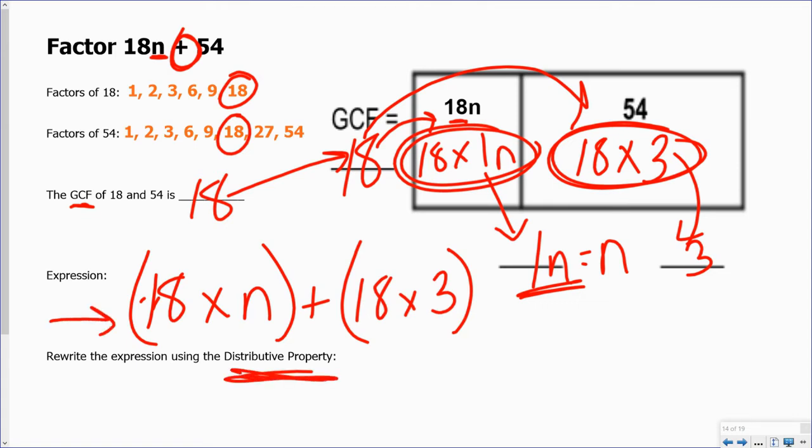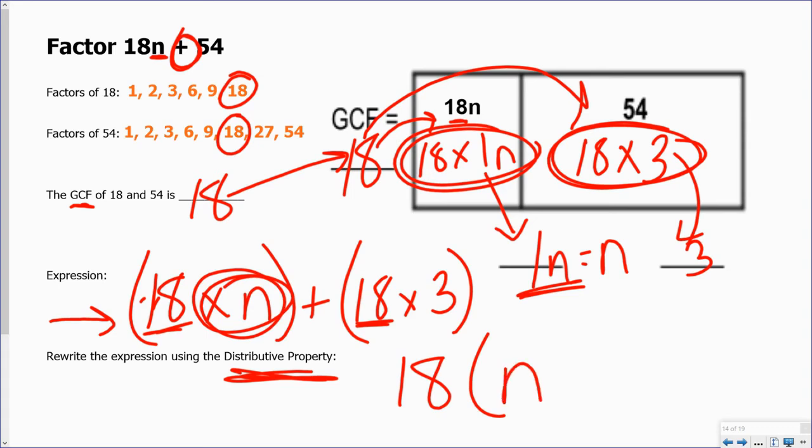So I distributed the greatest common factor into my problem. And again, that number is 18. So I would have 18 on the outside with my parentheses. First thing I multiplied by was n. So I put my n here. Second thing I multiplied by was 3. And again, it's an addition problem, so I would put plus 3, parentheses.